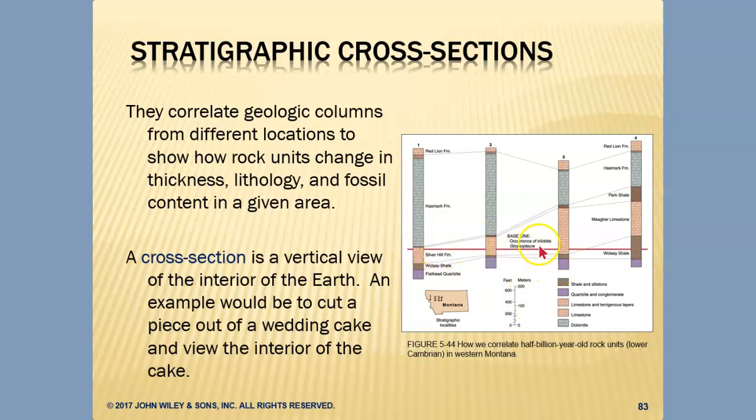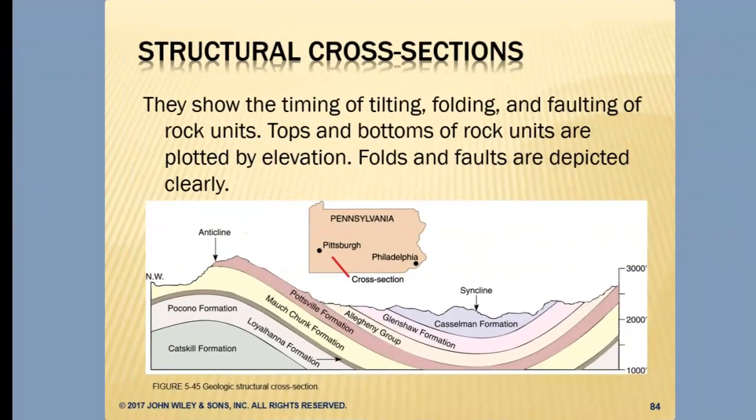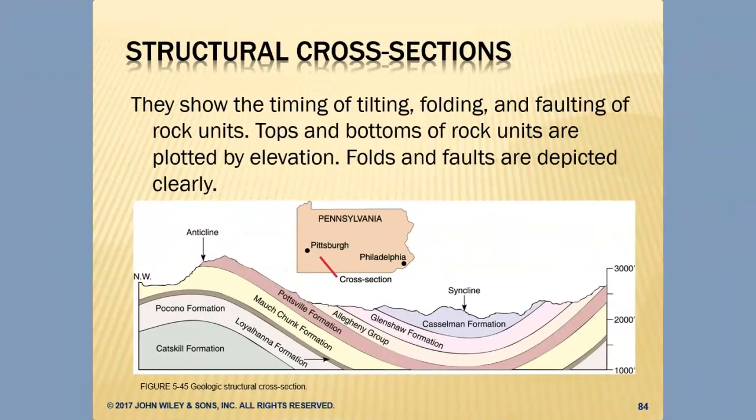Also, notice this red line right here. It shows the occurrence of a trilobite. So now we're looking at biostratigraphic units and lithostratigraphic units together. If you've taken a structural geology class, stuff like this looks really, really familiar.